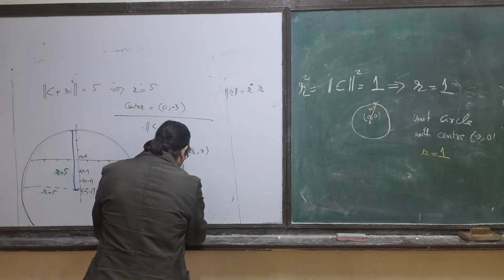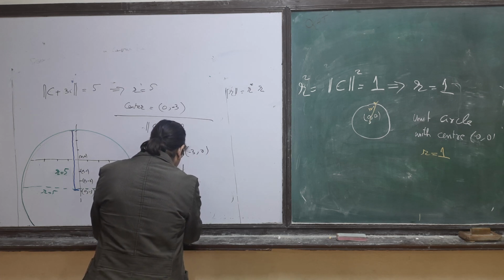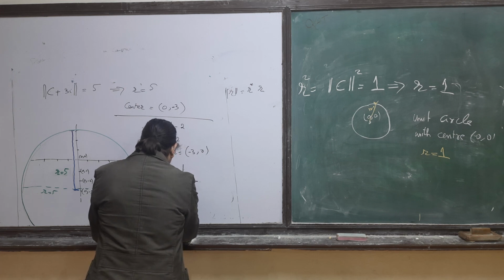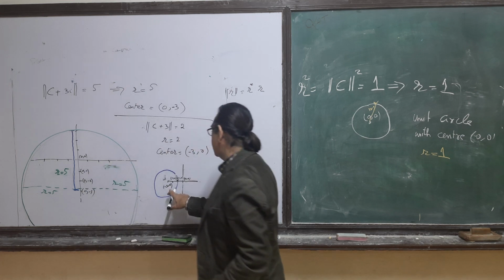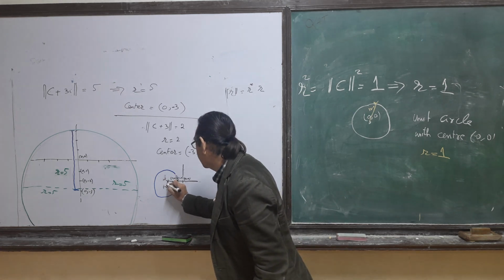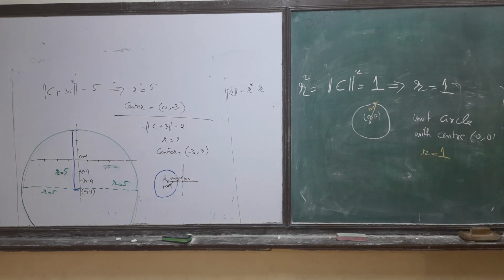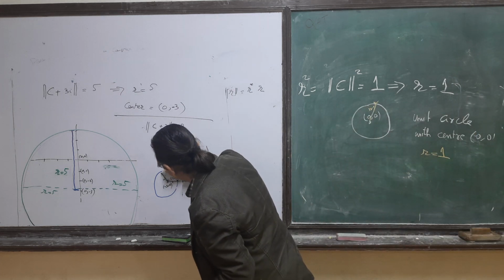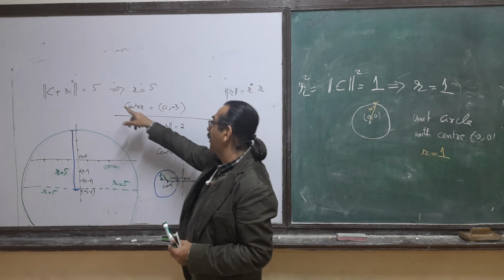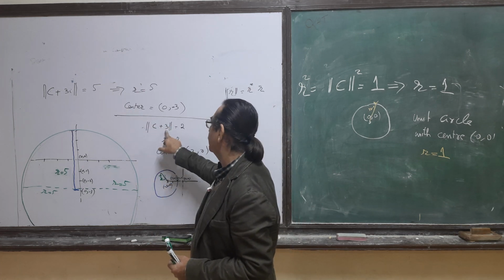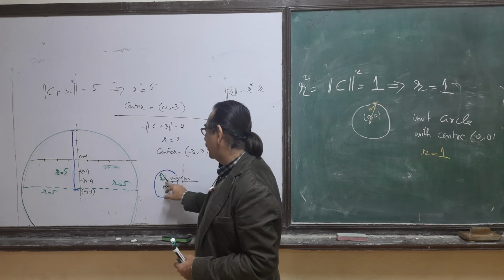This is 0, 0, this point is -1, 0, this point is -2, 0, this is -3, 0, so -3, 0 is the center, and this will be the radius. This is the radius, and this radius is equal to 2. So on the basis of this, if this is real, then the real line will be shifted.